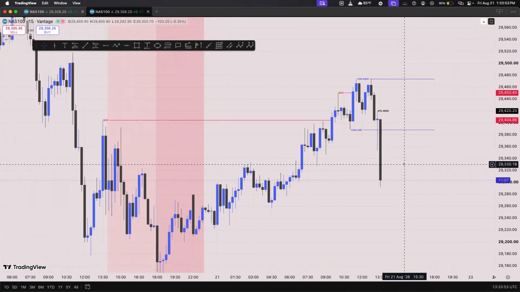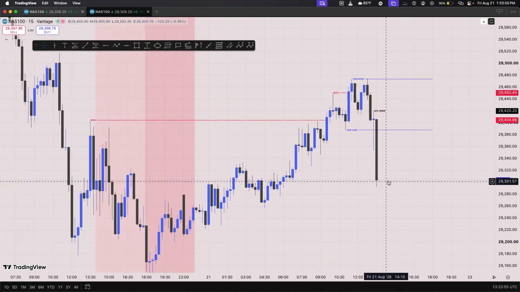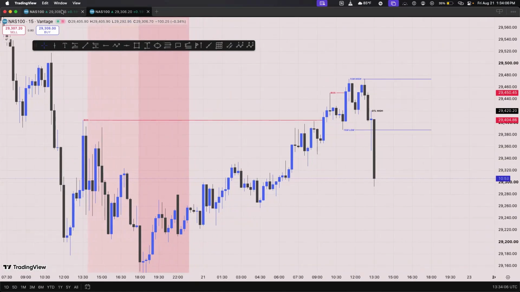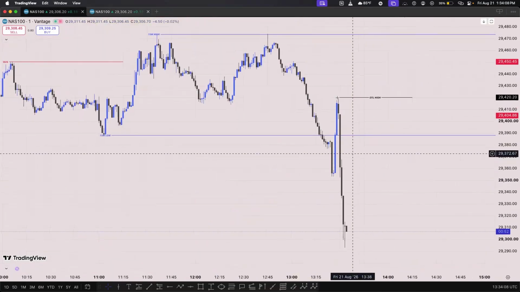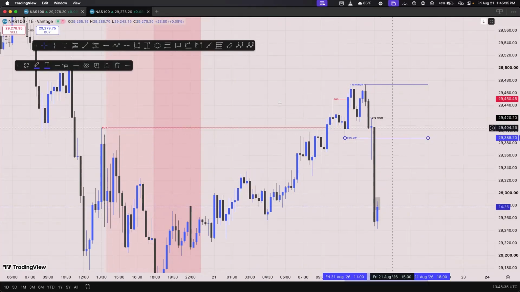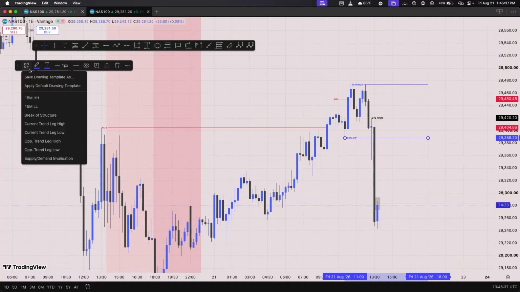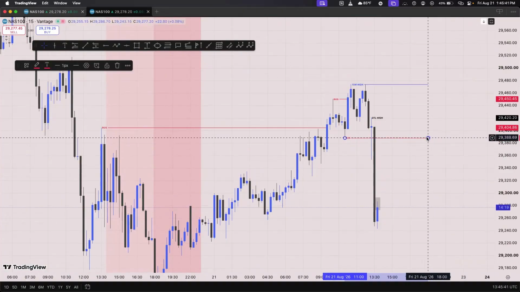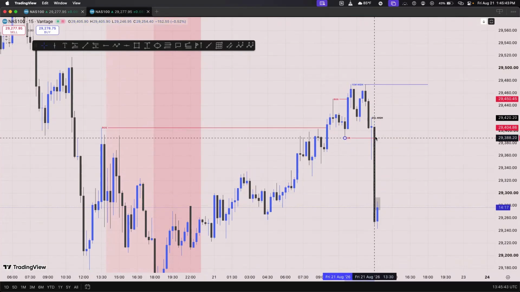Price is now turning into a bearish market, waiting for the closure. If I get the closure here, my bias then switches to the bearish bias. So let's see how it plays out. Now it's just turned bearish. The bearish bias has been confirmed. And yeah, I'm now going to be looking for sells.